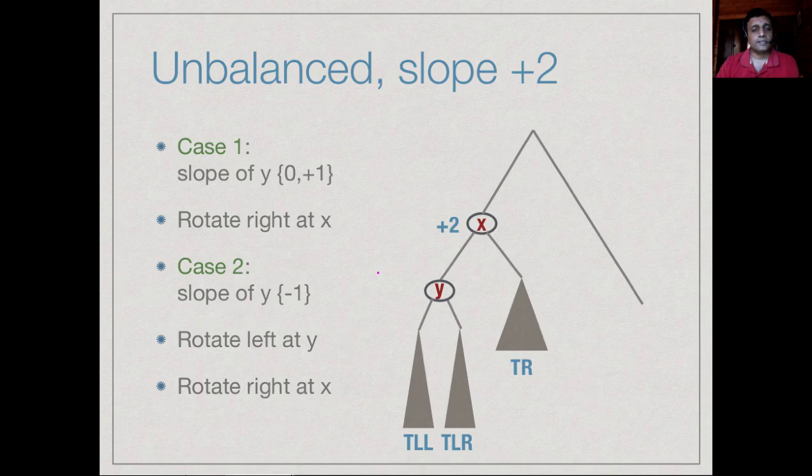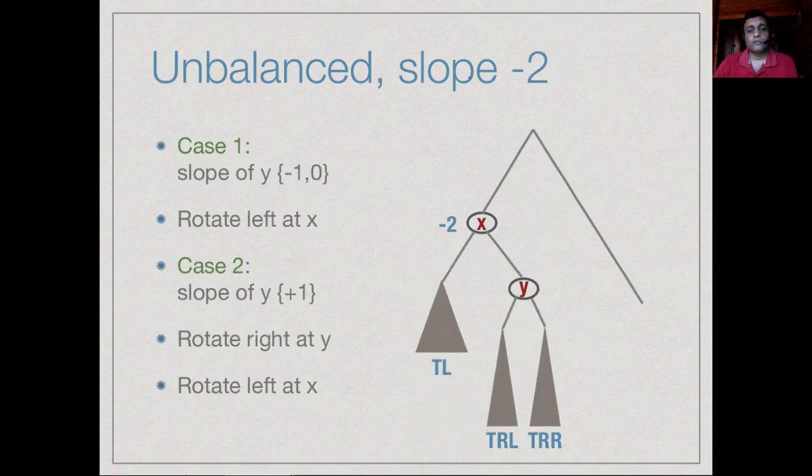So to summarize this, what we have said is that if we have plus 2, then we look at the left child of x, call it y. Now, if the slope of y is 0 or 1, we rotate right at x. If the slope at y is minus 1, we first rotate at y and then we rotate at x. Either case we rotate at x, but first we rotate at y in case the slope is minus 1.